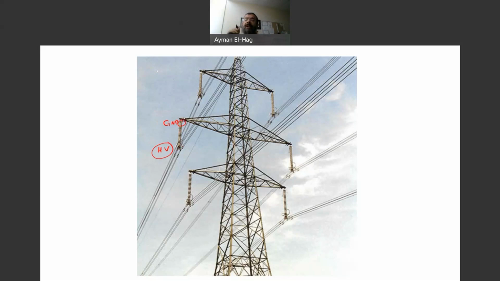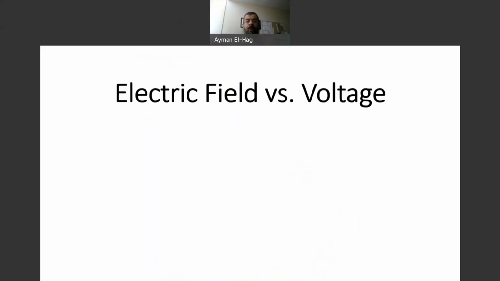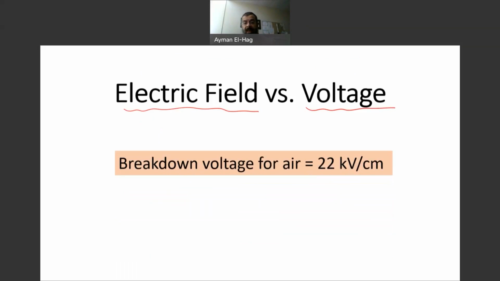And that will lead us to a very fundamental question, which is: when we design electrical insulation systems, do we care about the electric field or the voltage? To answer this question, let's go back to one of the basic fundamentals we know from high voltage engineering: the breakdown voltage of air is what? 22 kilovolt per centimeter. And obviously this is not a voltage. This is an electric field. So what causes the breakdown is the strength of the electric field, not just the voltage.